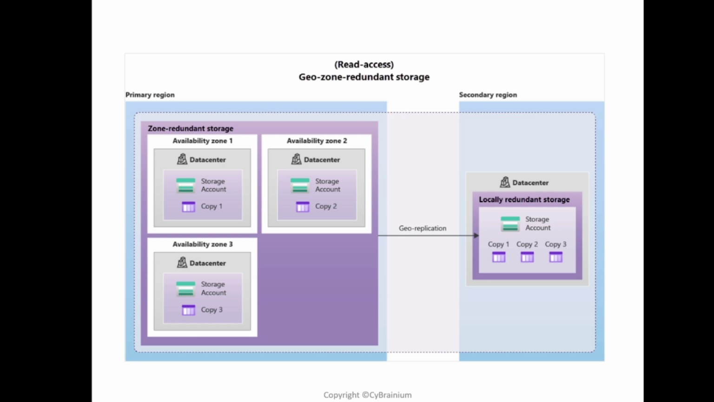Now this is the geo zone. This is one of the zones, and this is the secondary zone. Geo zone means it should be replicated geographically. In the primary region there is zone redundant storage with three availability zones. In the secondary region there is one LRS, which takes all the copies of these ZRS.